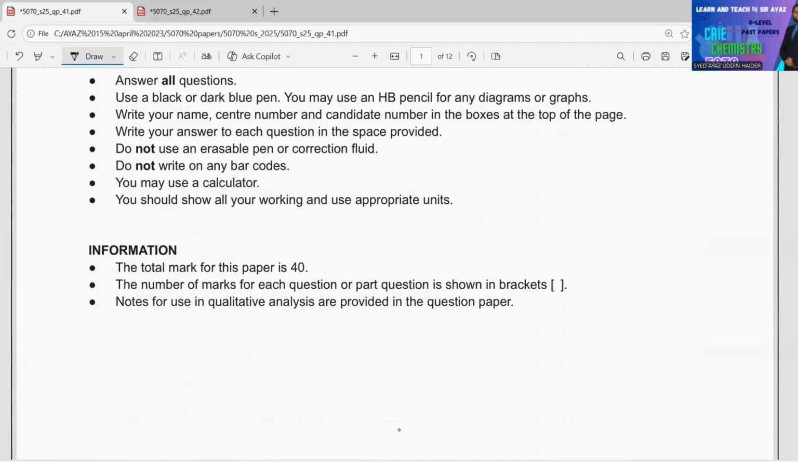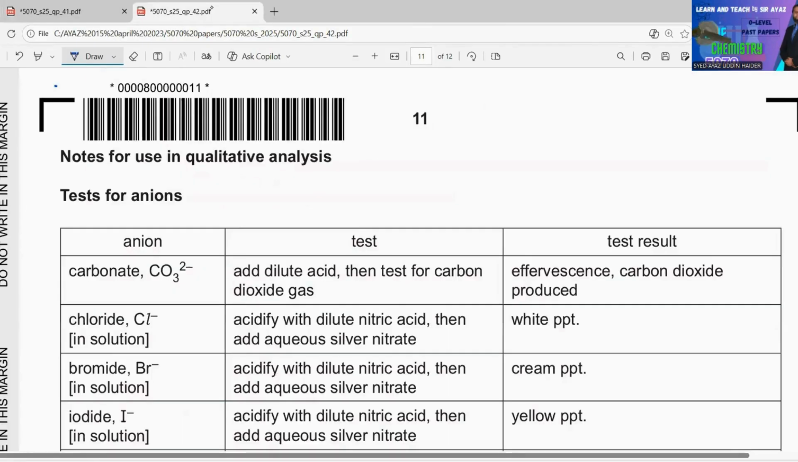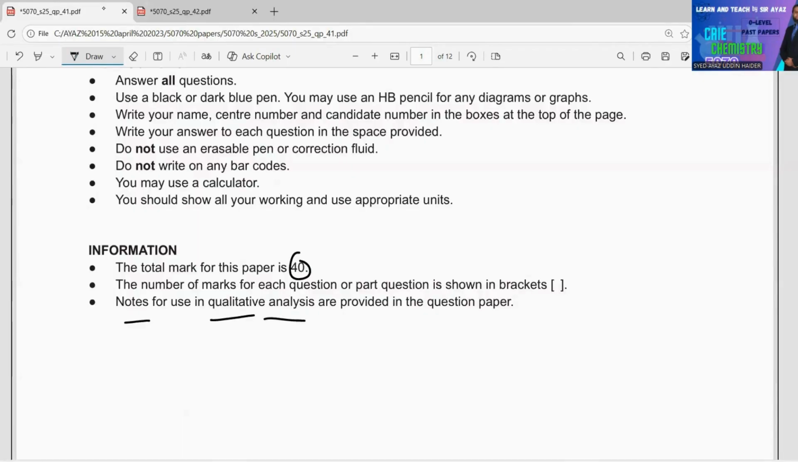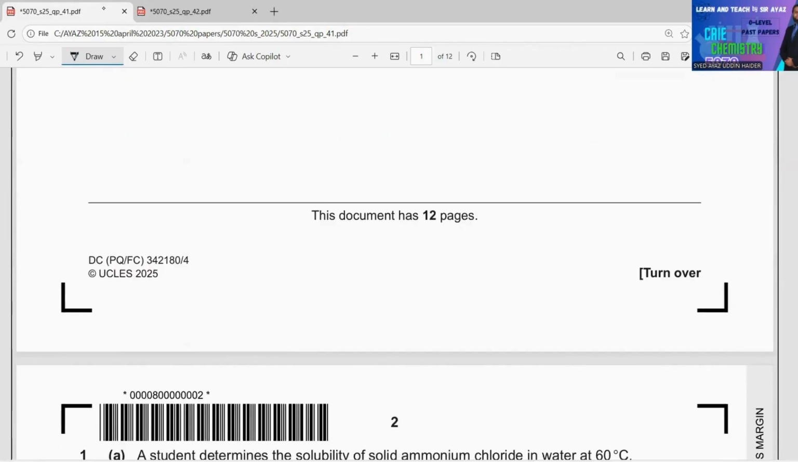I'm not going into details of the instruction and information, as you all are aware that the total mark for this paper is 40. Important thing in this paper is that you will be provided with the notes for use in qualitative analysis like this. This will include tests for anions, cations, tests for gases, as well as flame tests. So here's question number 1.